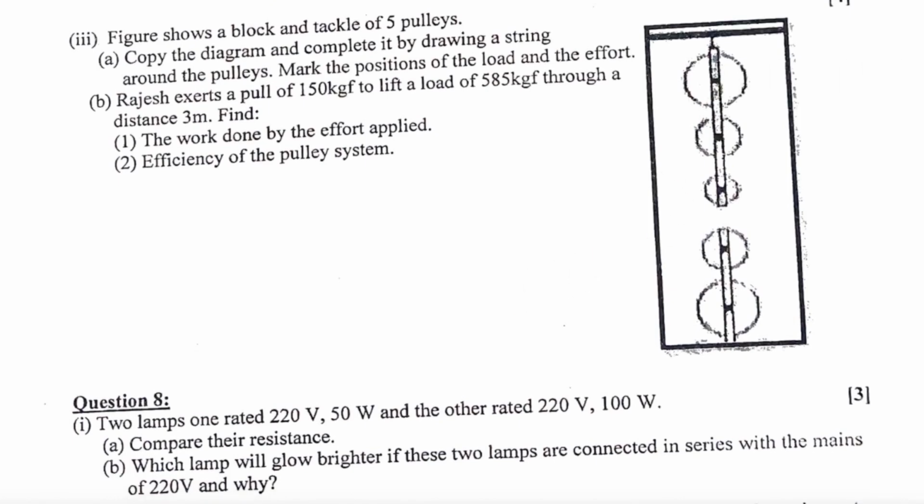This is easy, tell fast. Copy the diagram. Now he exerts the pull, which means this is the effort. Load is this. So load upon effort means mechanical advantage is 585 kgf upon 150. That will be equal to something, correct?